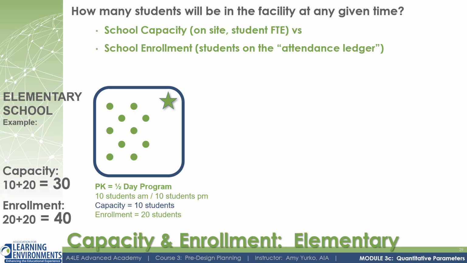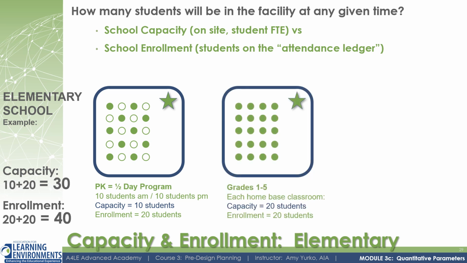Back to the example, if we have a small half-day pre-K program and say there are 10 students in the morning and 10 in the afternoon, then our capacity is 10 students. But our enrollment is 20 because we have afternoon students as well on the attendance roster. So you'll have 20 students on the books, but for the architecture, we pay attention to the 10 who will be in that room at any given time.